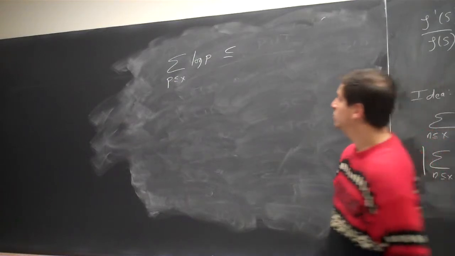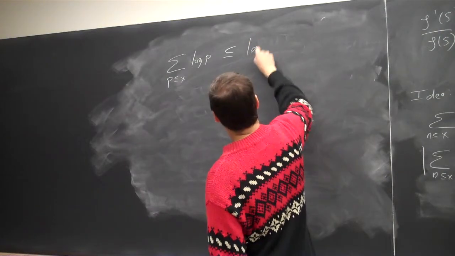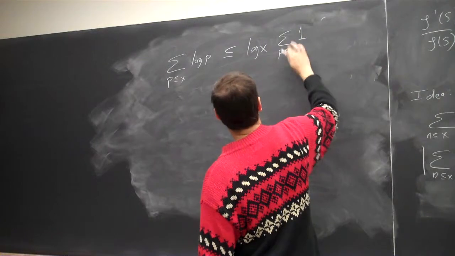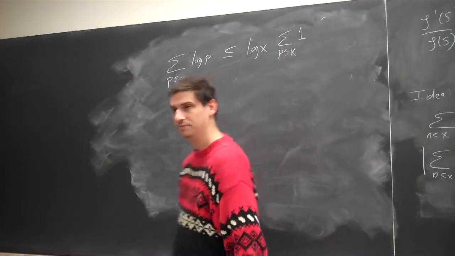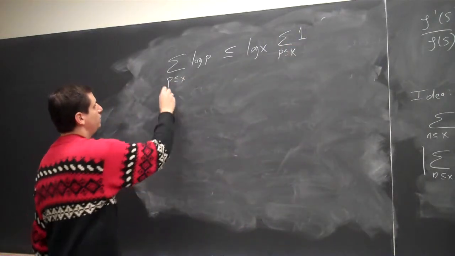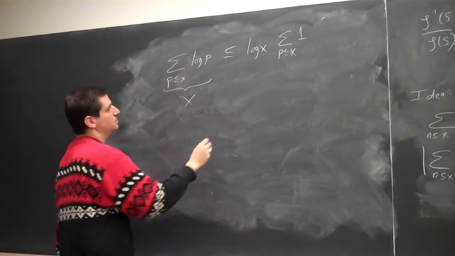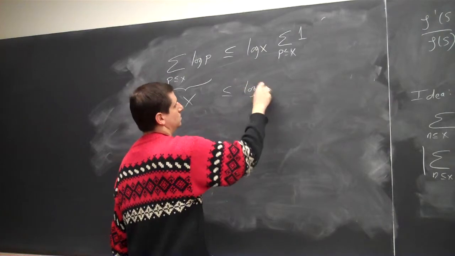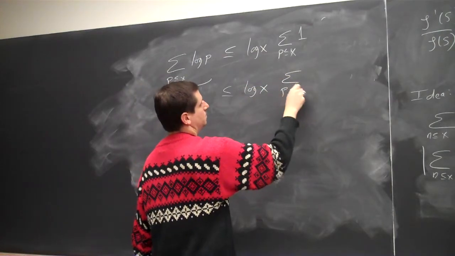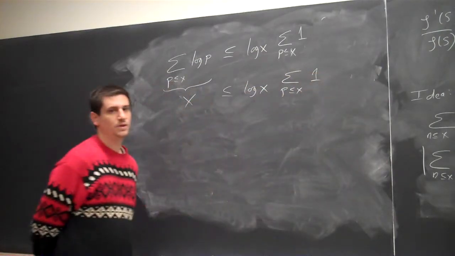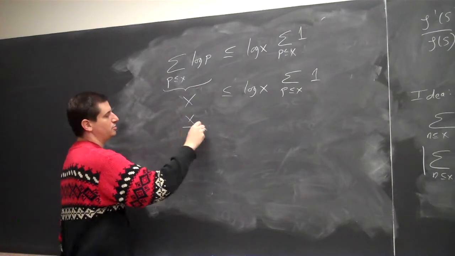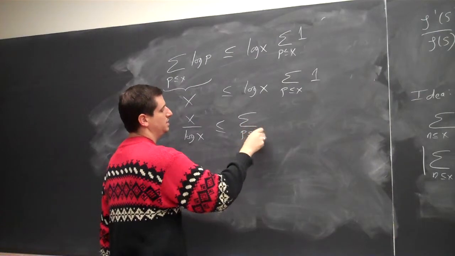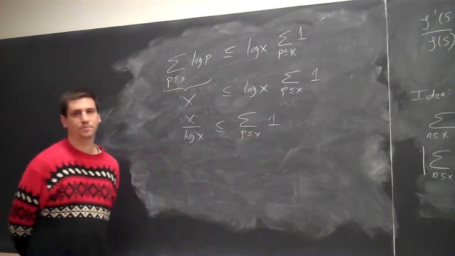Log x. So this would be less than or equal to log x times the sum p less than or equal to x of 1. Oh, sorry, p less than or equal to x of 1. And so if we can show this sum is of size x, we would then get x over log x is less than or equal to the sum p less than or equal to x of 1.